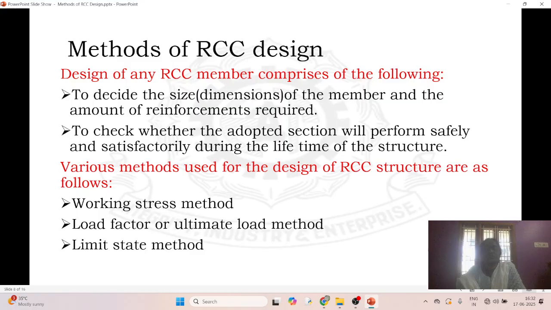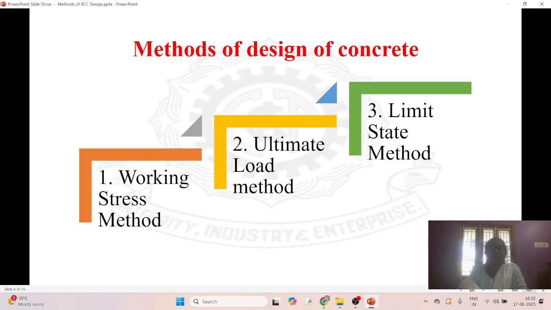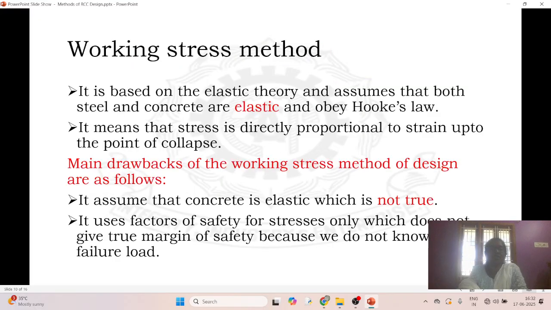So various methods used for the design of RCC structures are as follows: working stress method, load factor or ultimate load method, and limit state method. These are the methods of design of concrete. The first one is the working stress method. It is based on the elastic theory. It assumes that both steel and concrete are elastic and obey Hooke's law. It means that the stress is directly proportional to the strain up to the collapse. This is not true.